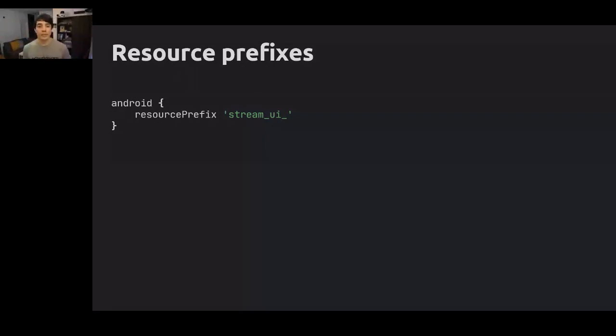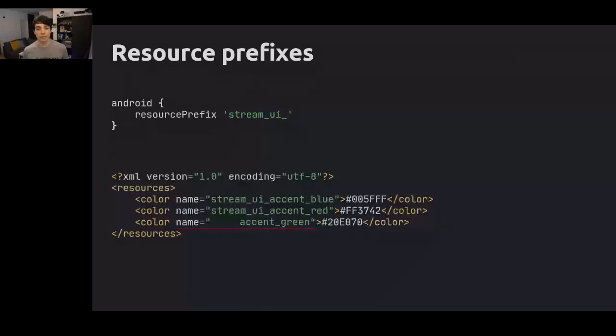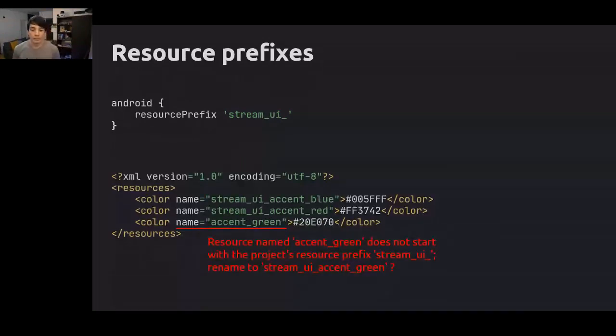For example, in the UI components that we ship, we have the stream UI resource prefix configured in Gradle. And then to comply with this prefix, we have color names like these, which all start with the same common stream UI prefix. If you set this up in Gradle, Android Studio will give you tooling help for it. So if you create a resource that doesn't match the prefix specified, then it will give you errors on it and tell you that you have a resource prefix in your project and you might want to rename this color here.